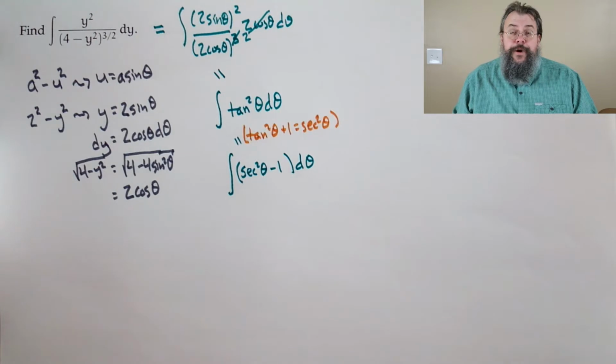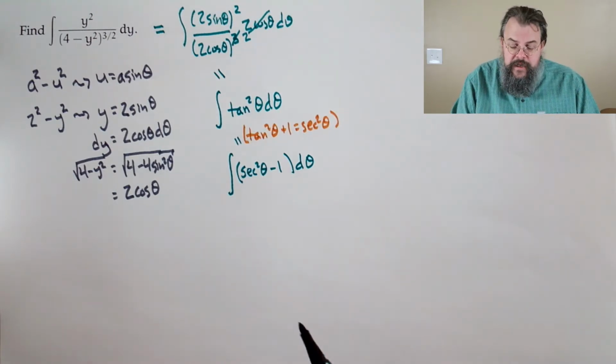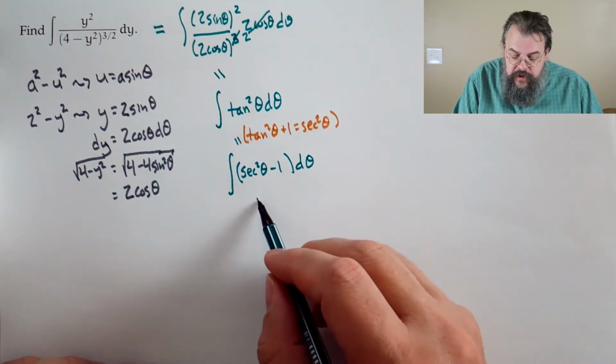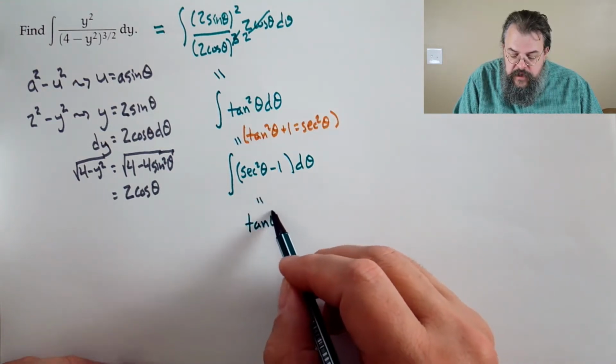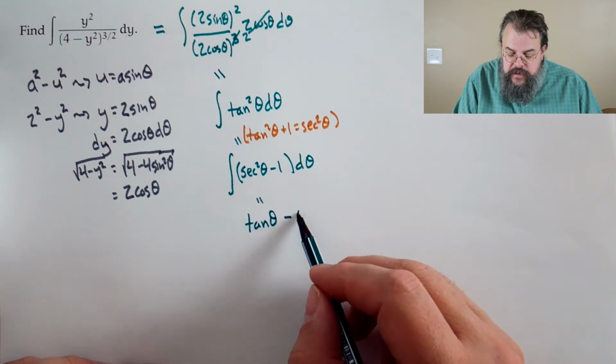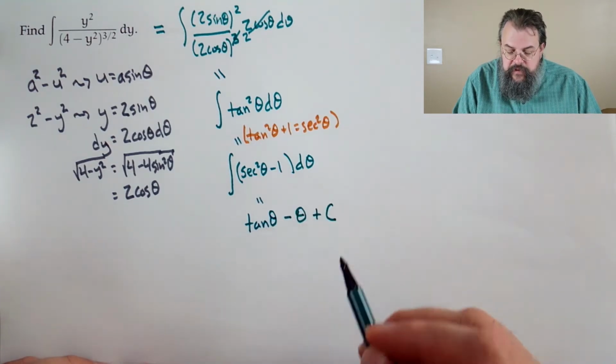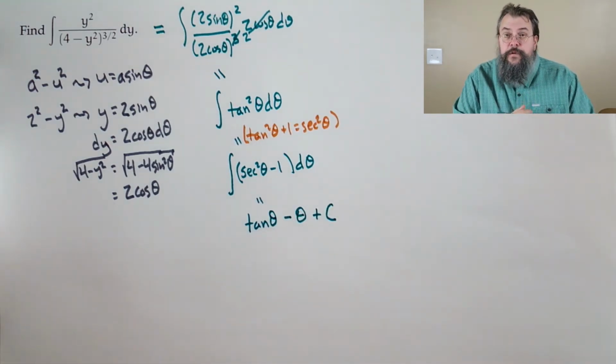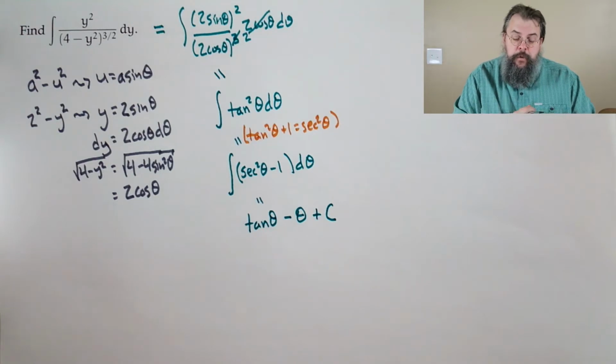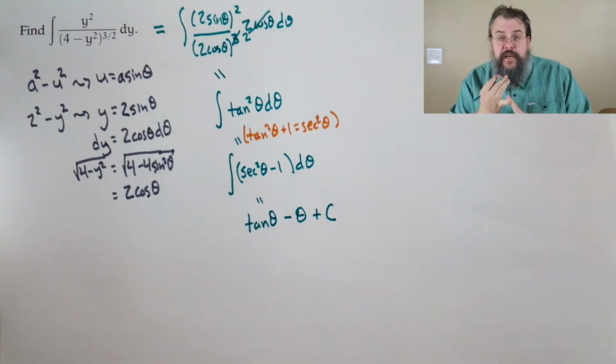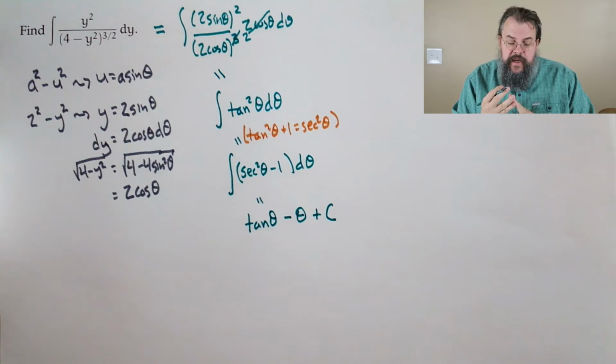Okay, and now we're ready to integrate. The integral of secant squared, it's on our list, is tangent. The integral of 1 is theta. It's an indefinite integral, so plus c. So we're almost there. What do we need to do? Well, we need to figure out what is tangent theta and what is theta.